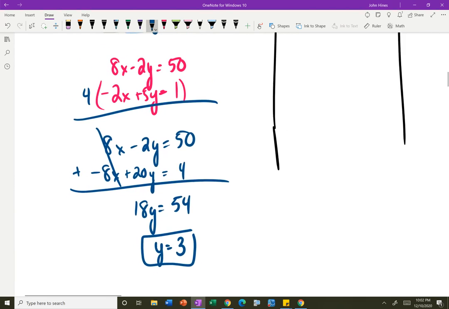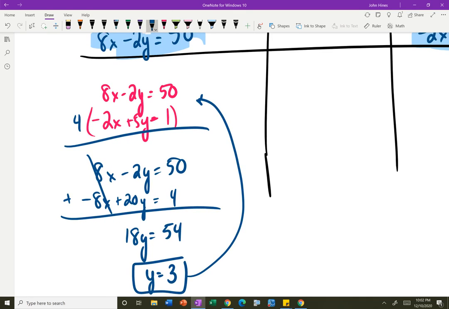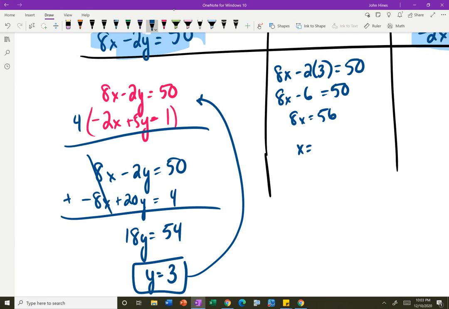So again, we're still in 9th grade land. The next column here, I'm going to take that y equals 3 and plug it in. 8x minus 2y equals 50. I have to finish solving the 9th grade problem. So 8x minus 6 equals 50. I'm going to add 6 to both sides and then divide by 8. Dividing by 8 gives me x equals 7.